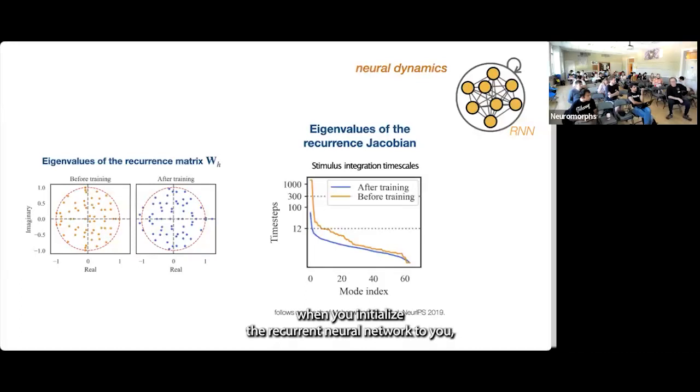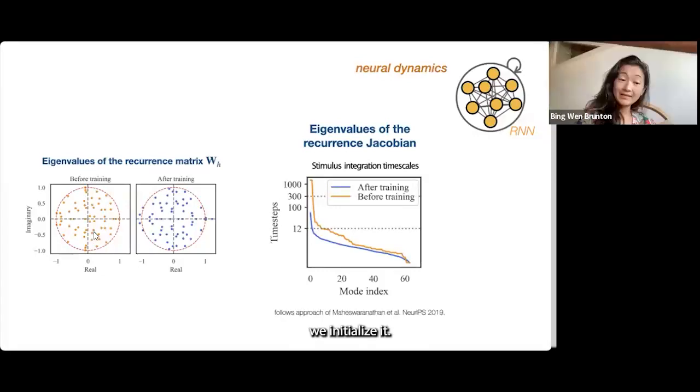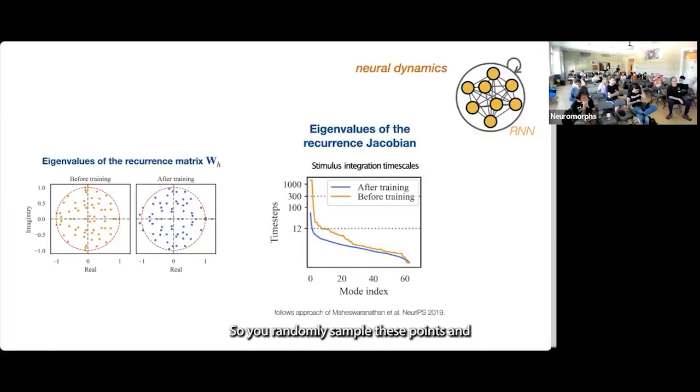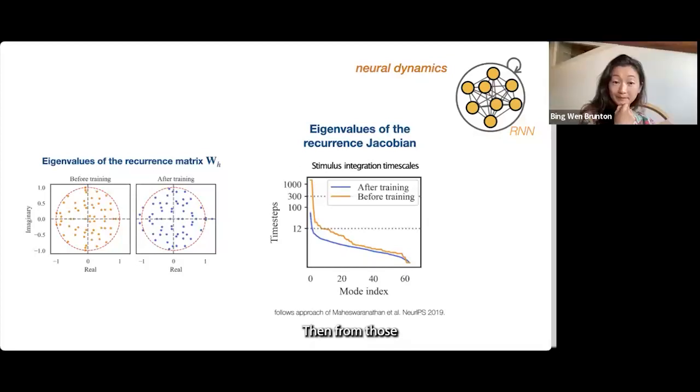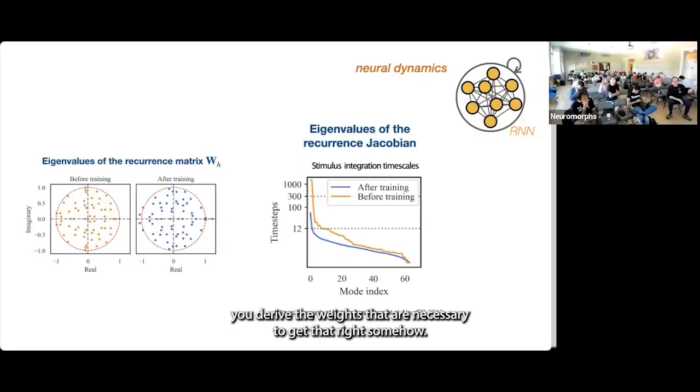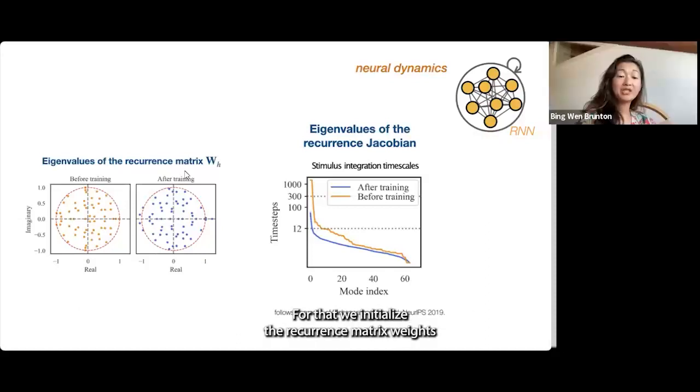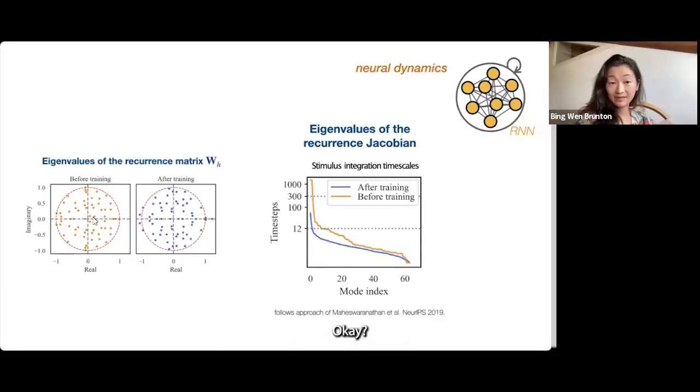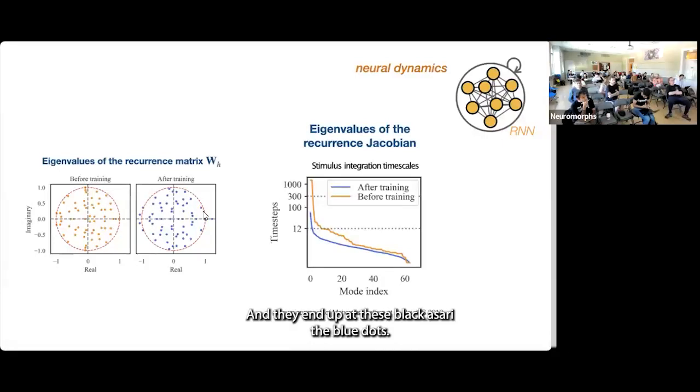So when you initialize the recurrent neural network, do you initialize it with this randomly chosen spectrum of eigenvalues? We initialize it. Before training, they're initialized as the orange dots here and the orange line here. So you randomly sample these points in eigenvalue space. Then from those, you derive the weights that are necessary to get that, right? Somehow. We initialize the recurrence matrix weights according to these eigenvalues. Then we train it using DeepRL. And they end up at the blue dots.